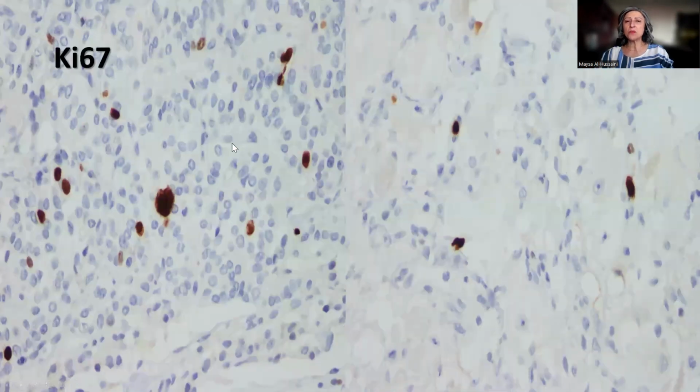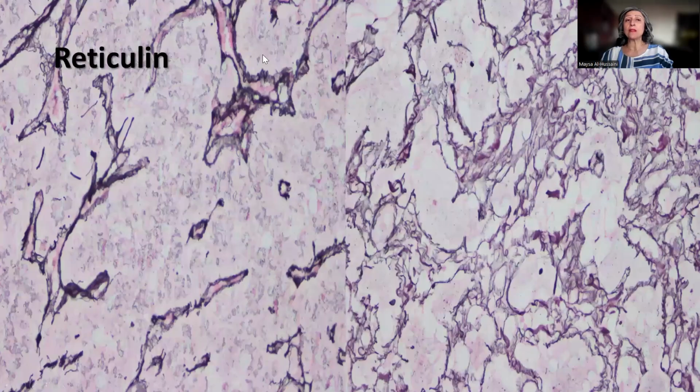Ki-67 shows some increased positivity in the neuroendocrine component, around 3 to 4%, much less so in the gangliocytic component. And reticulin shows here a tendency, not really a very nice framework for the reticulin fibers in the nesting growth pattern, while the areas of sclerosis tend to show more reticulin fiber deposition.